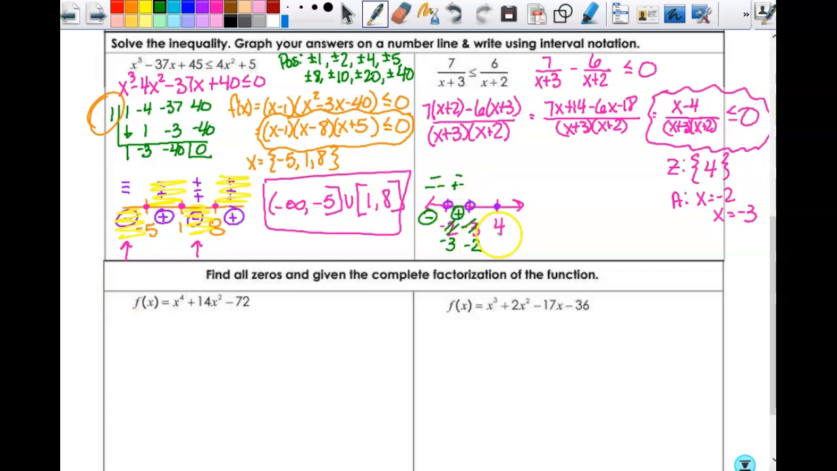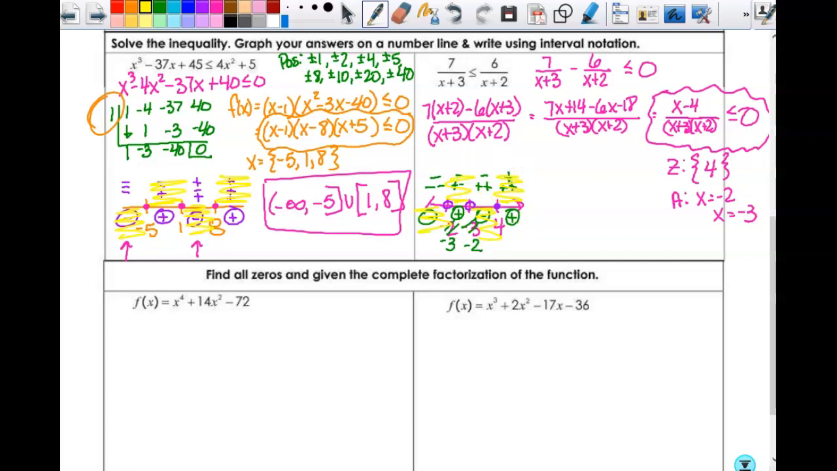Then between -2 and 4, I can substitute in 0. So this will give me negative, positive, positive. That's negative overall. And then I can substitute in a 5, positive, positive, positive, positive overall. All right, so this is negative, positive, negative, positive.